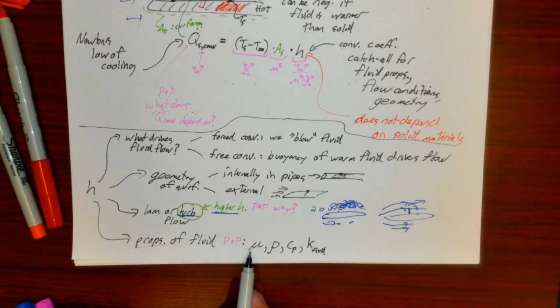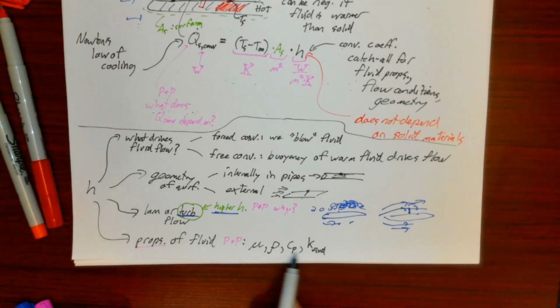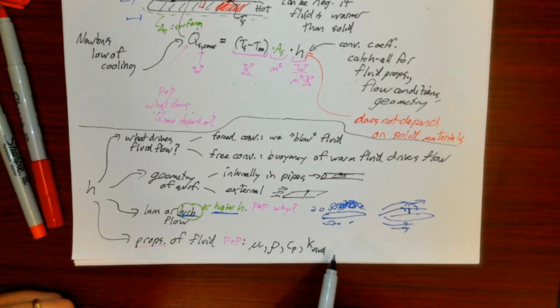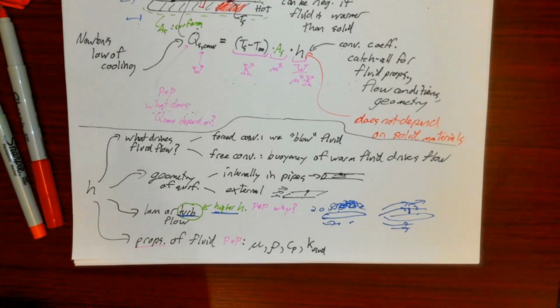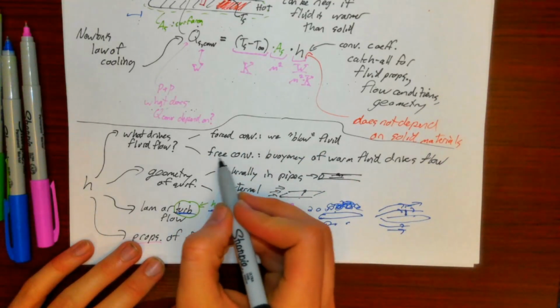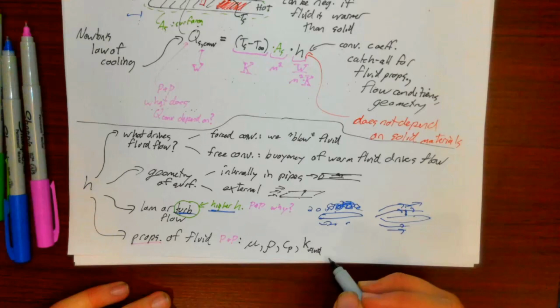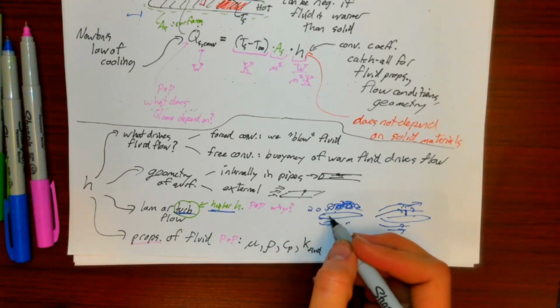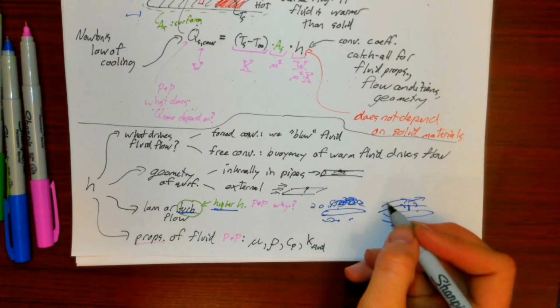So these are the four main fluid properties that affect H. There can be a few more if you talk about free convection, and there can be a few more if the fluid encounters a surface and, let's say, boils because it gets so hot.